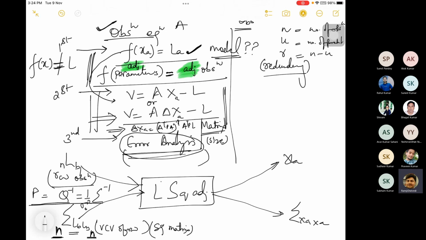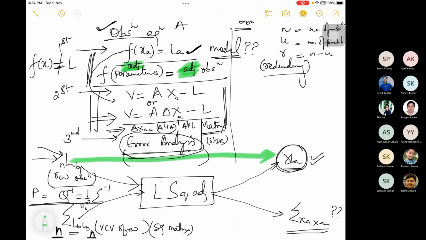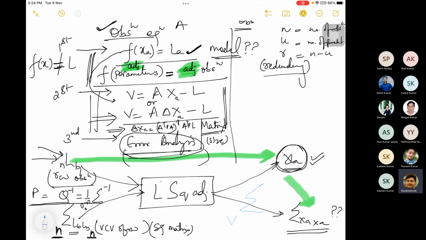So up to the second step, you are only achieving this. That means by solving for delta xa, you will get xa as (ATPA) inverse ATPL. You will get only the solution for the parameter. But what is more important is how much error there is in the raw observation, which has to be propagated to this. The error in this will be propagated to this. How much error is propagated would be given by this. Please remember this sigma, which we call VCV.